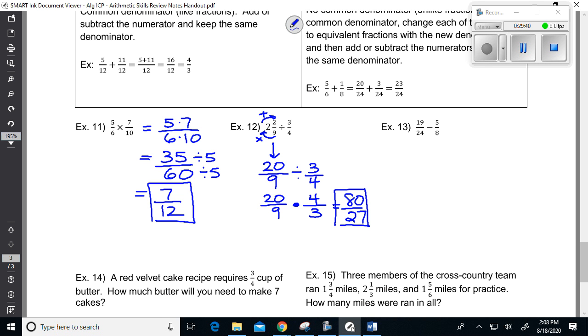In algebra, you do not have to go back and make it a mixed number. You can leave that as your answer. So don't feel that you have to change it to a mixed number. But if you did it because you're used to it, the other answer is 2 and 26 over 27, if you changed it over. In high school, improper fractions are fine. So don't worry about it. As long as it's reduced, we're good. Any questions on problem 12?